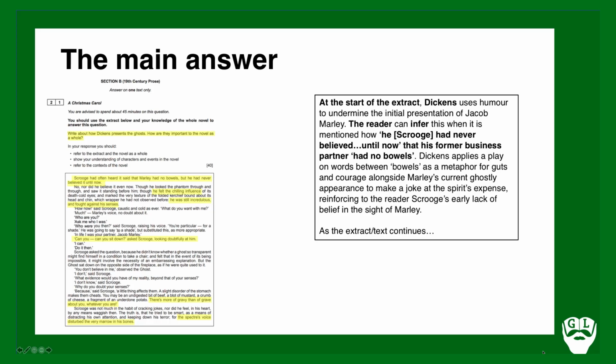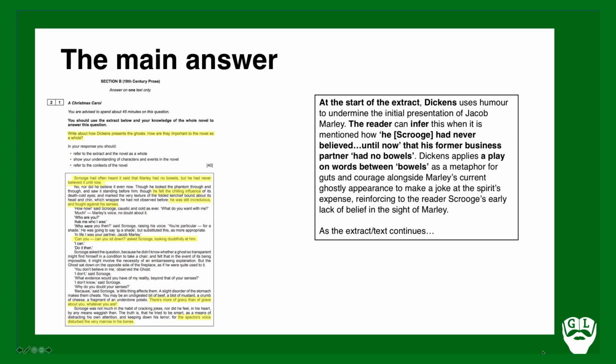The reader can infer this when it's mentioned how he, Scrooge, had never believed until now. Notice I've broken down the quote and manipulated it to suit my purposes. So I've used an ellipsis there, three dots. Had never believed until now that his former business partner had no bowels. So I've broken down this quote, but I've also rejigged the order in which it appears. So it's more beneficial to my essay, and that's a really effective way of continuing your piece.